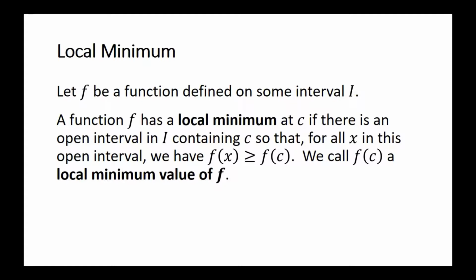So just the opposite, if you can create some interval around a point and all of the outputs or values of the function are greater than at that point, you have a local minimum. Basically, if you can see that that point is the lowest value in a region, then it's a local minimum.